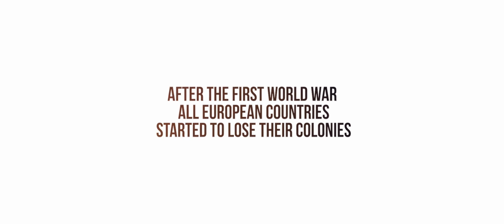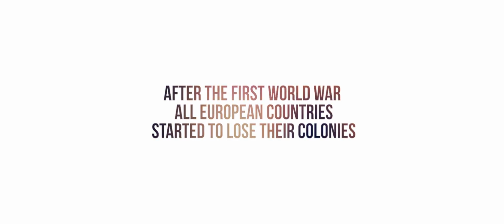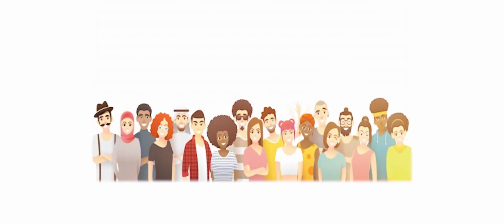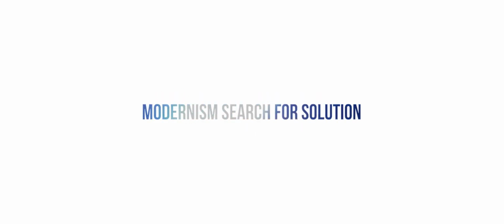And gradually all European nations started to lose their colonies after the First World War, and all European nations became countries of multi-ethnicity, and this contradiction of multi-ethnicity came into being. And in the postmodern world, or in postmodern literature, writers stopped looking for solutions. There is no search for solutions. So in modernism, they searched for solutions. In postmodernism, they stopped looking for solutions.